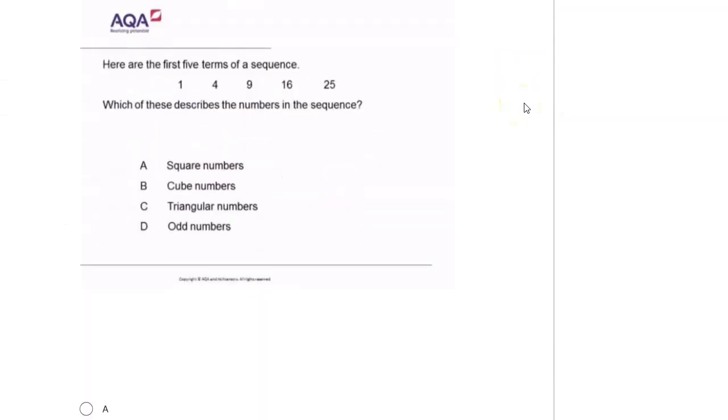Question 15. These are the first 5 terms of the sequence. What describes the numbers in this sequence? We want you to be able to recognize these numbers: 1, 4, 9, 16, 25, 36, 49, 64, 81, 100, 121, etc. They are the square numbers. You need to just be comfortable that you can recognize those numbers fairly easily.